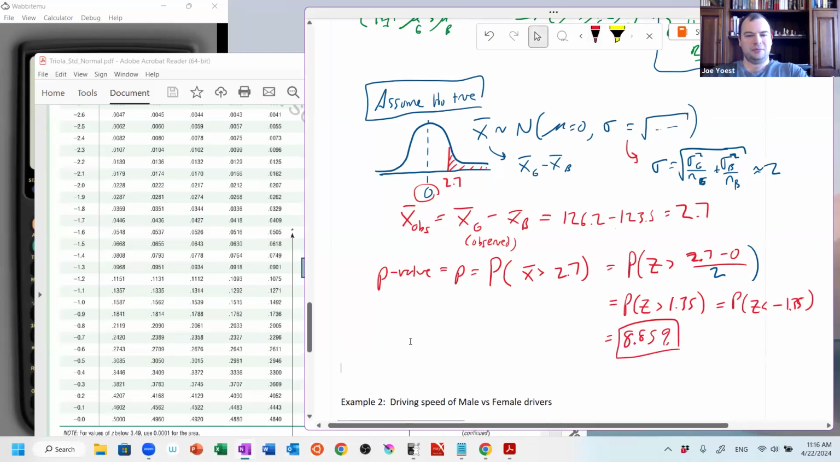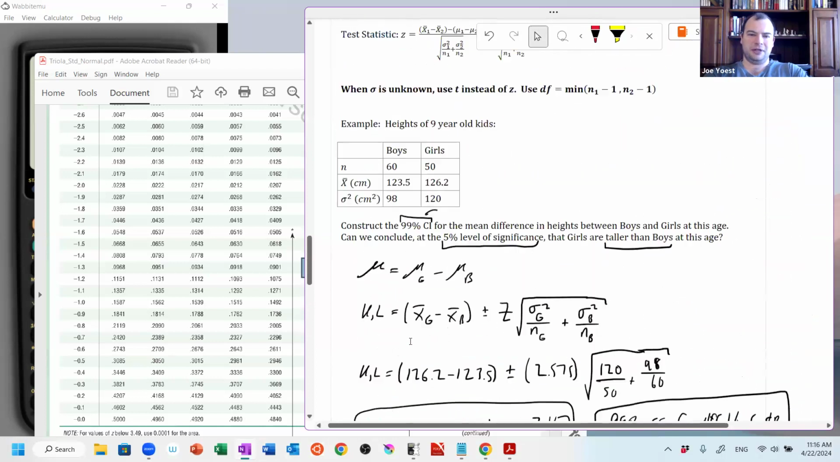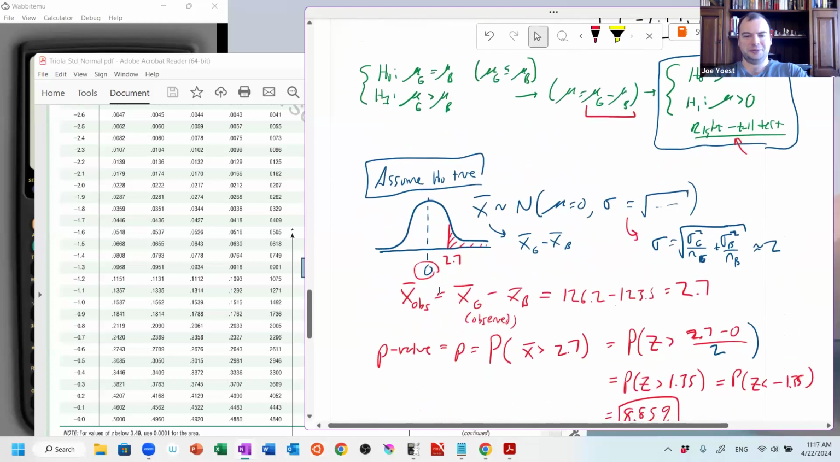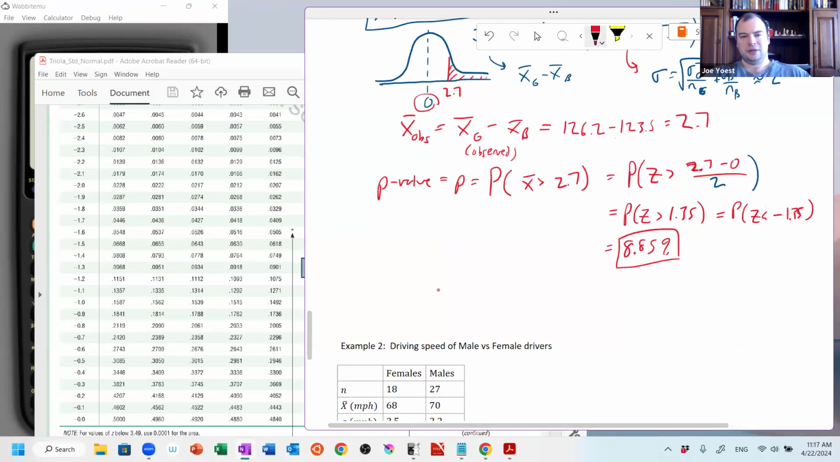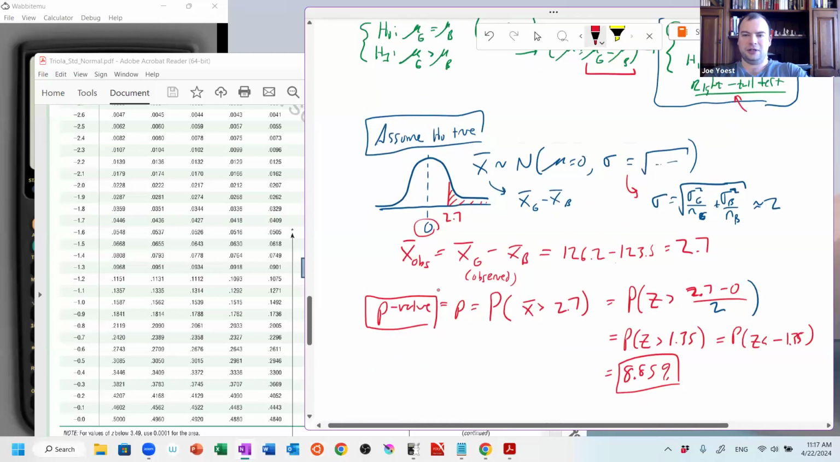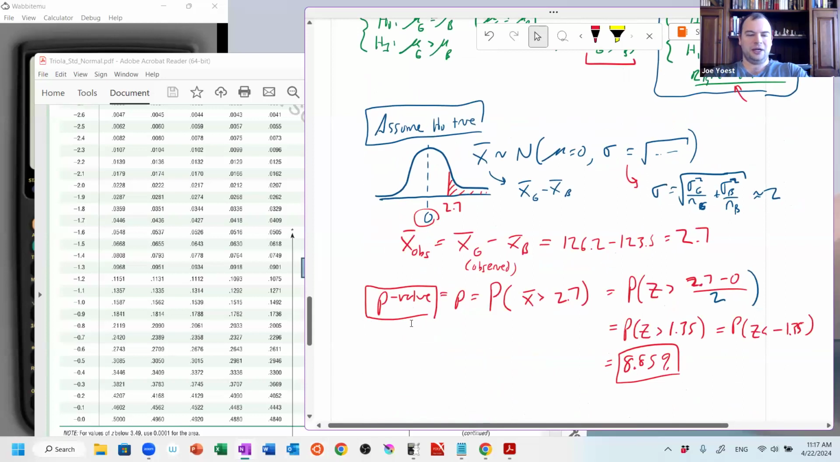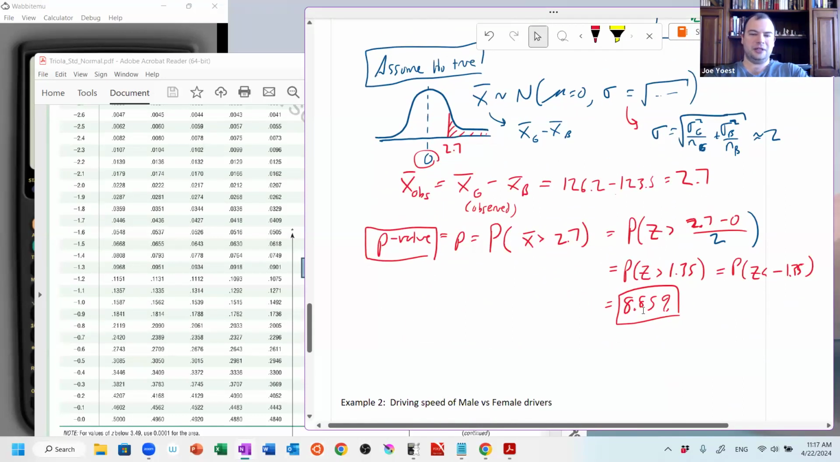My p-value is 8.85%. My significance level I'm testing against is the 5% level. In other words, if I were to reject the null in favor of the alternative and conclude that girls are taller than boys at this age, I would make a type 1 error 8.85% of the time, but my maximum allowable type 1 error is 5%.